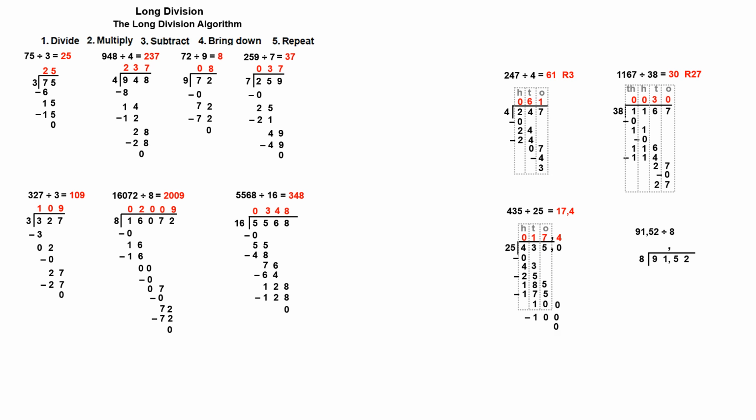8 goes into 9. 9 divided by 8 equals 1, and some extra. So we put 1 in the quotient right above the 9. Multiply 8 and the 1, then subtract 8 from 9 and bring 1 down. 8 goes into 11. 11 divided by 8 equals 1, and some extra. We put 1 in the quotient right above the 1. Multiply 8 and 1, then subtract 8 from 11 and bring 5 down.